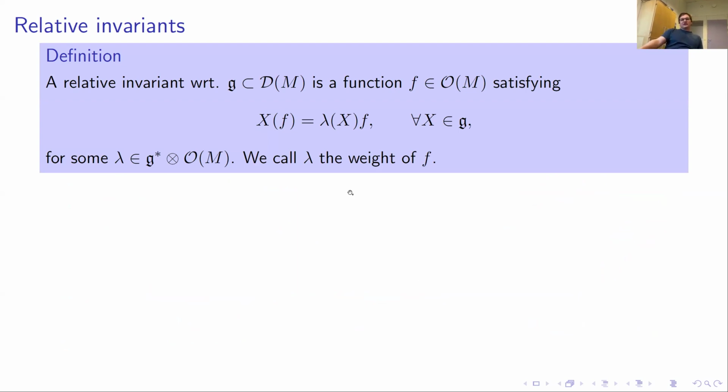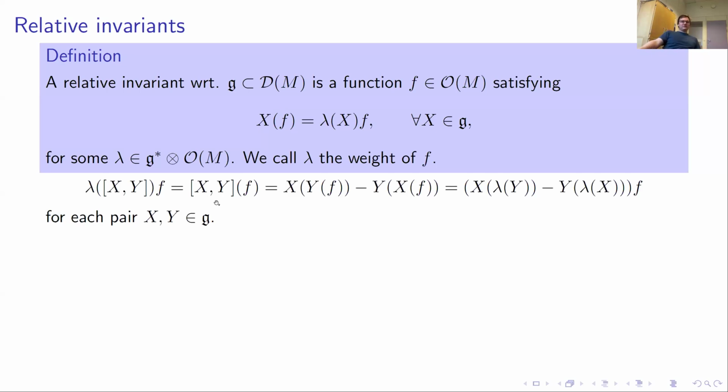A relative invariant, with respect to some algebra of vector fields, is a function. Now we're in the complex category, so we consider holomorphic functions satisfying this system here, where lambda is a function-valued one-form on the Lie algebra, which we will call the weight of f. So one question you can ask is what are the properties of lambda? Can it be just any element here? And it turns out no, it cannot be.